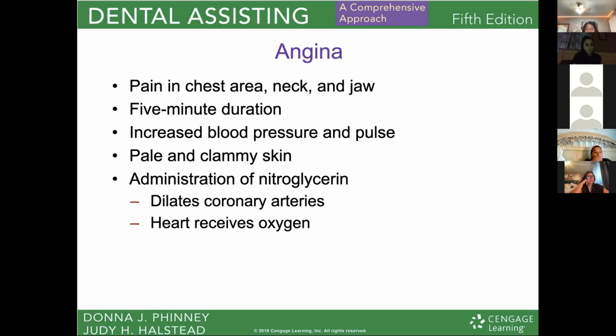So up to 3 doses may be administered if symptoms are not alleviated with the first or second dose. So the patient should be encouraged to be transported to medical safety if necessary. So what nitroglycerin does is it dilates the coronary arteries, so it makes them bigger. And this is so that the heart receives more oxygen.